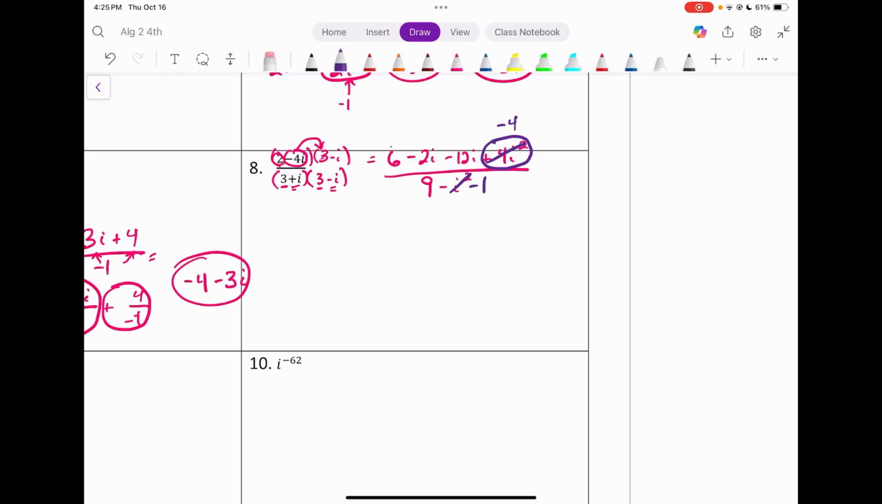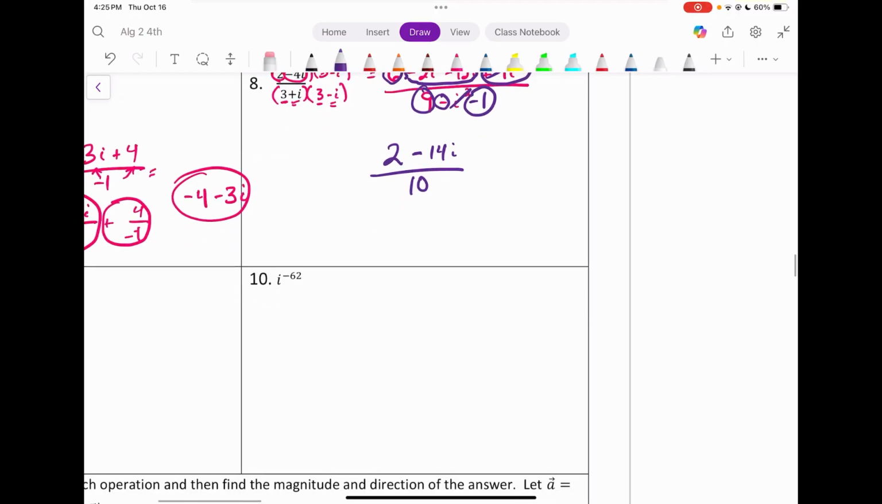So on top, you can combine the 6 minus 4, which is 2. Negative 2i and negative 12i are alike. Again, that's the reason we can combine them. We can subtract them. That's negative 14i. Then on bottom, we have 9 minus negative 1, which is 10.